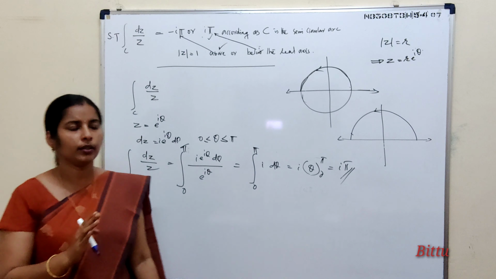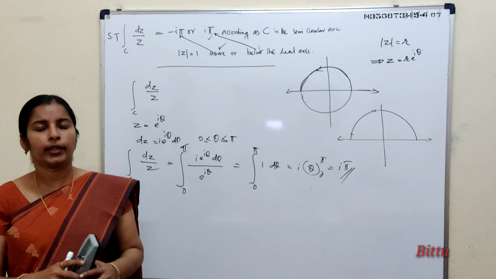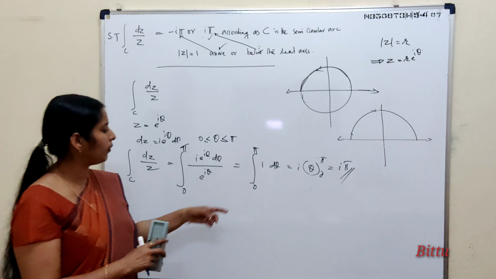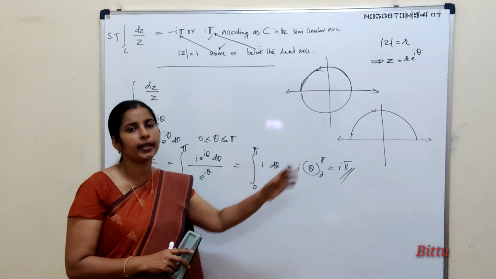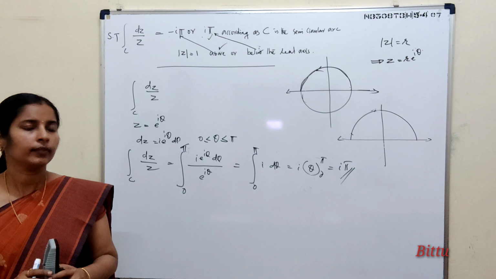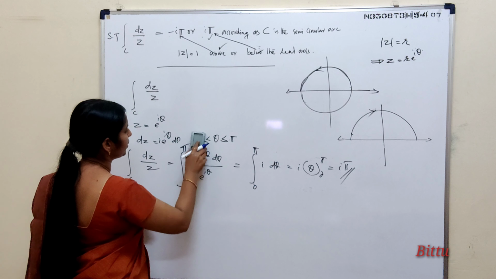Here, the question is show that, so for getting the answer, you have to choose the direction properly. Here we got the answer as i pi. So for getting minus i pi, we have to integrate from pi to 0. When you interchange this limit, there will be a negative sign. So we have to interchange. So you take the direction like this, that is pi to 0. So in the first part, you have to take it as pi to 0.